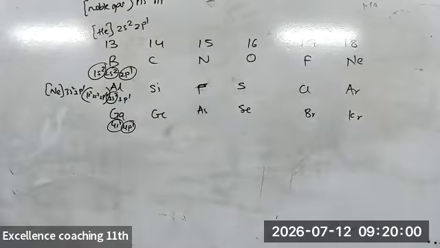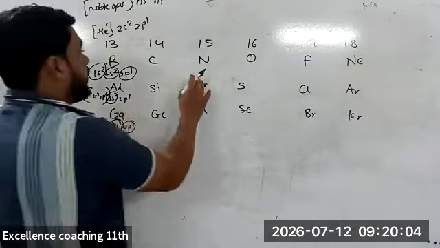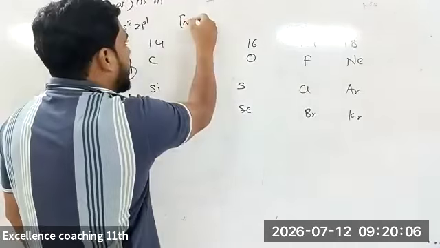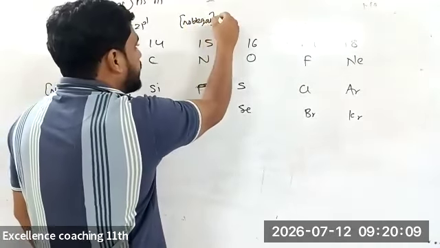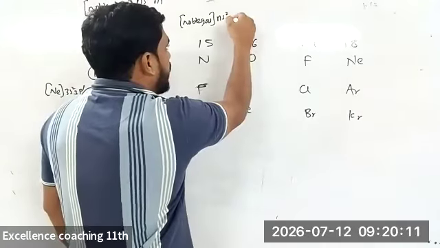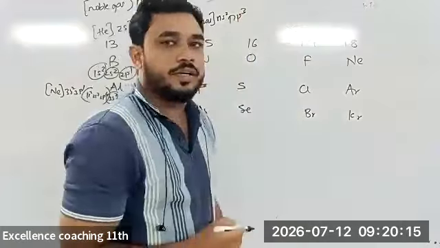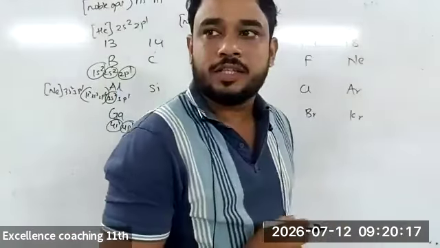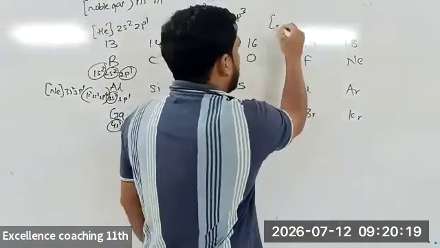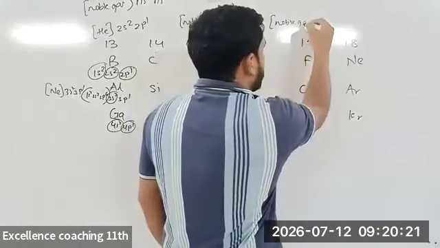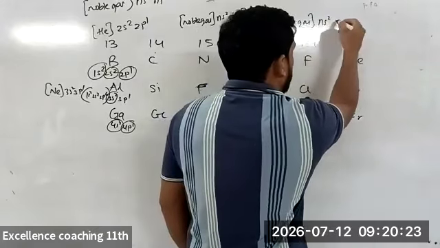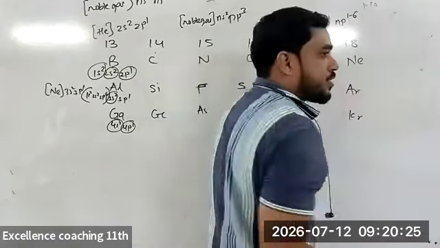Noble gas ns2 np1. What will be for group 15? It will be again noble gas, then ns2 np. This will be np2, this will be np3. Understand? General P block: noble gas ns2 np 1 to 6.